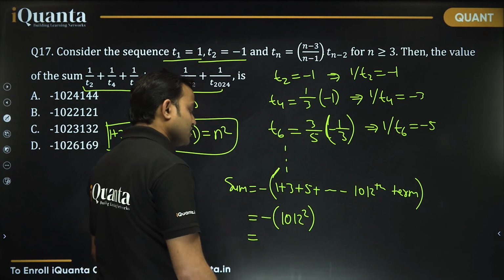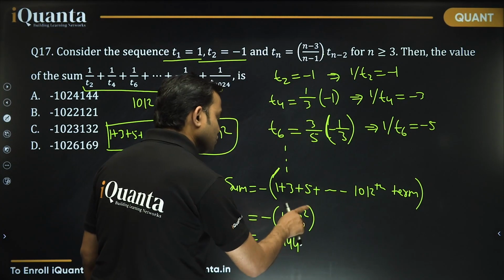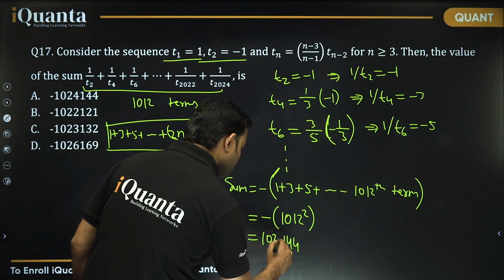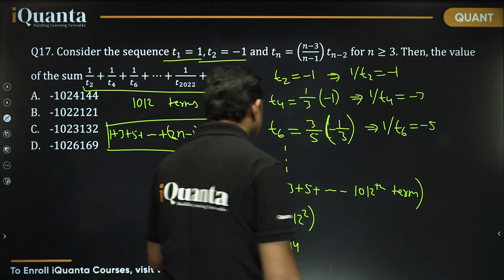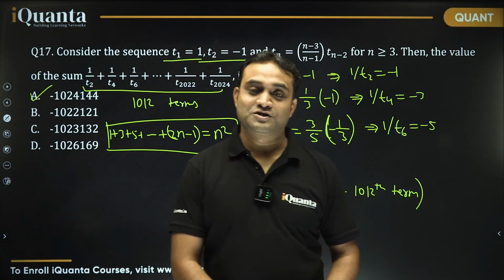What is 1012 square? So 12 square is 144, and 1012 plus 12 is 1024. Negative, so minus 1024144, which is option A.